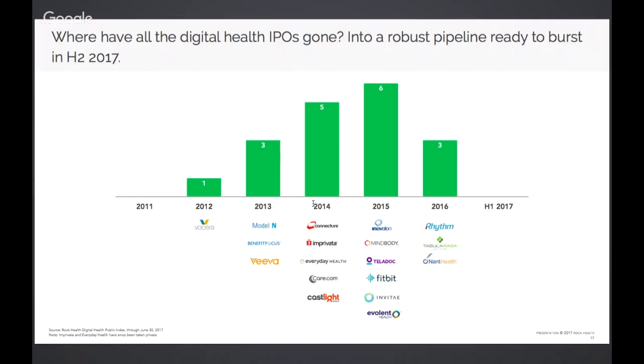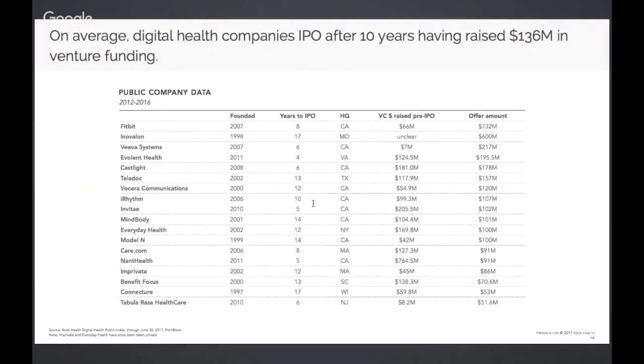There haven't been that many IPOs overall, but we decided we wanted to do an analysis to figure out, should we be expecting any IPOs soon? Should we be on the lookout? So what we did is we looked at all the digital health companies that have gone public, the 18 companies listed here. And we found a couple of interesting takeaways that might inform what IPOs we should be looking out for.